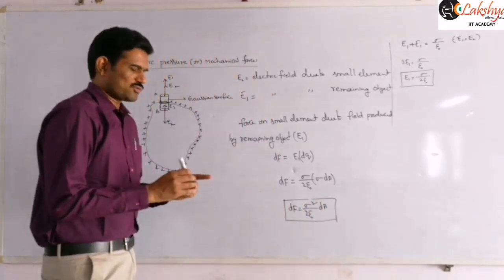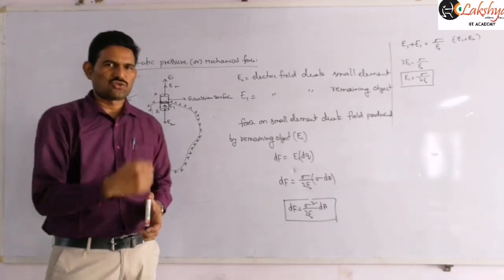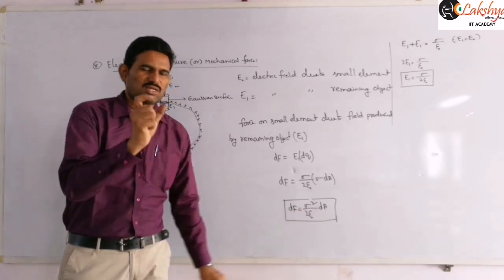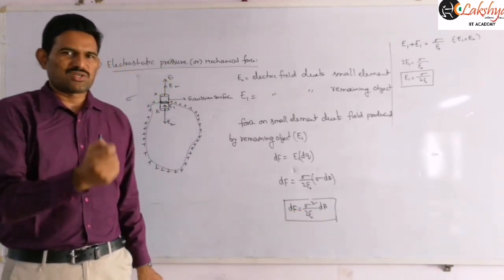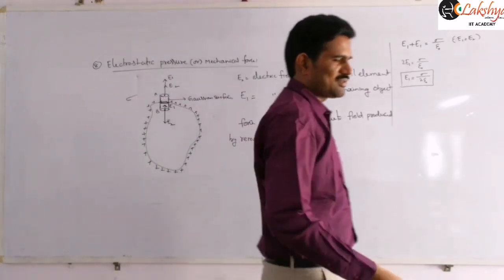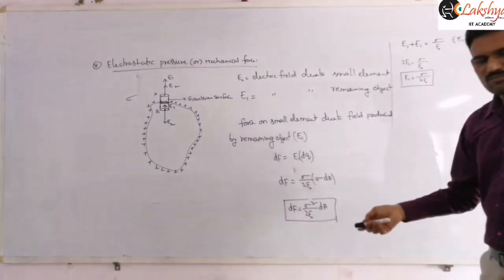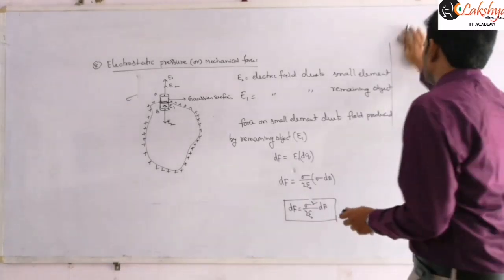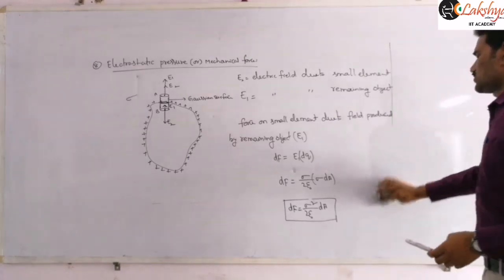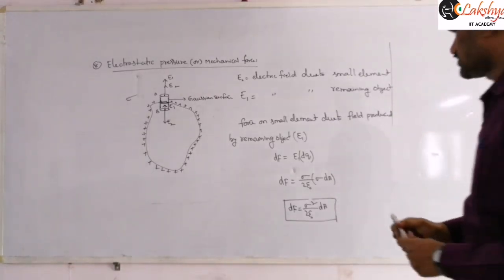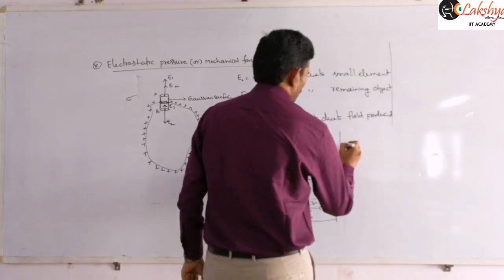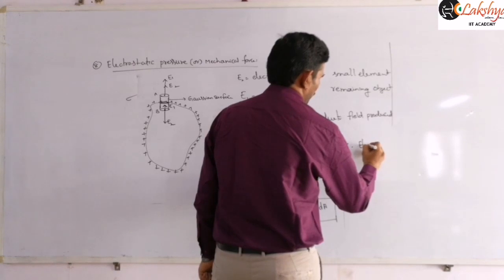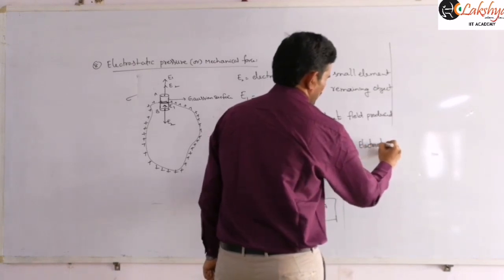So this is our force on the small element due to this charged object. dF is equal to sigma square by 2 epsilon naught into dA, where dA is the area of the small element on which we are calculating that force. From this you can write the pressure. Simply divide by dA, and that is our electrostatic pressure here.